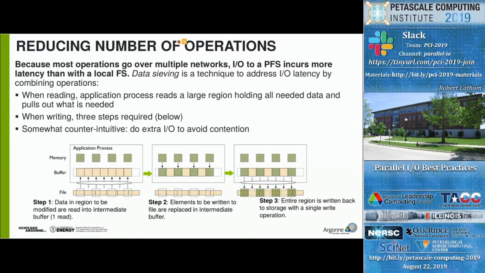So step one in this data sieving example, we read the data into a temporary buffer, make all the updates in step two, and in step three, write it out in a single call. So now instead of making n small operations, we've done two big operations. And maybe we've moved a lot of data, but those two operations are going to be high bandwidth operations, and only two operations, paying the latency cost twice, that should give us pretty good performance.